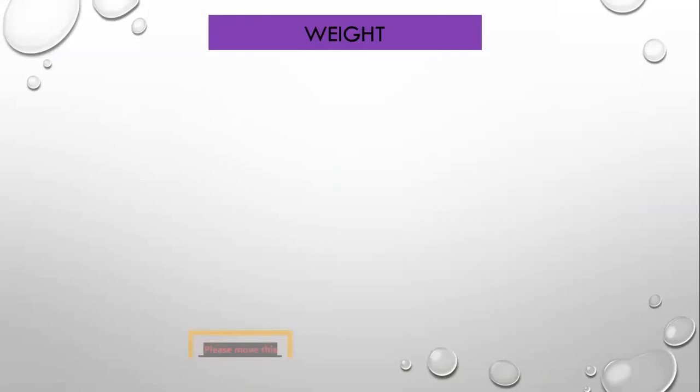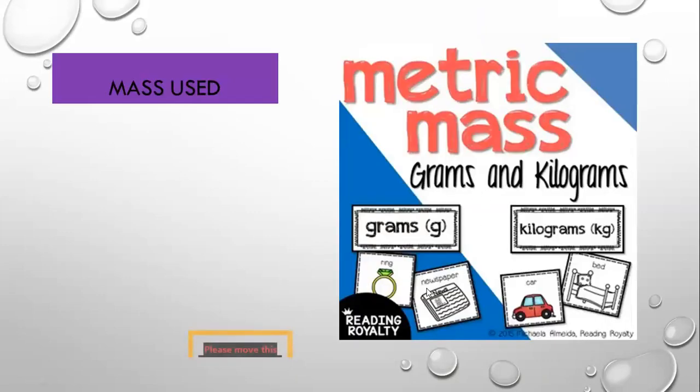Before moving on to the next, when we are writing grams, we write g. The short form of grams is g, whereas the short form of kilogram is kg. K and g for kilogram, for heavy things.